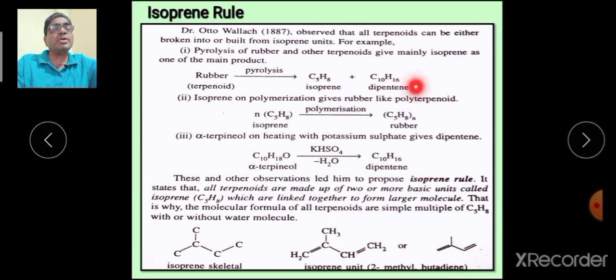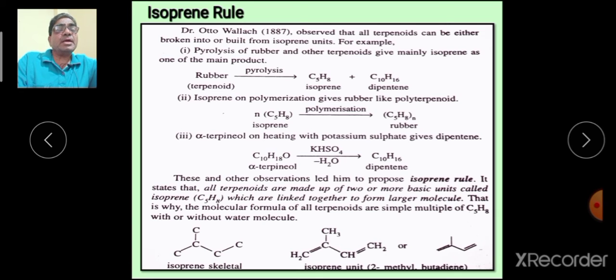This is also isoprene, that is dipentene. Here n equals 2. While isoprene on polymerization gives rubber-like polyterpenoid. Therefore, rubber is made up of isoprene units. Alpha terpineol on heating with potassium sulfate gives dipentene, which is again a terpene. And these and other observations led him to propose the isoprene rule.